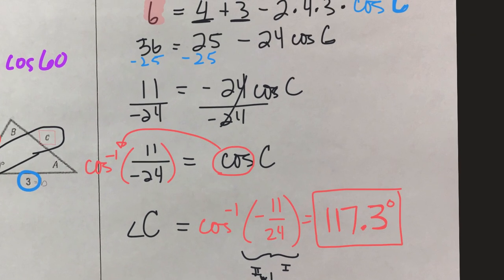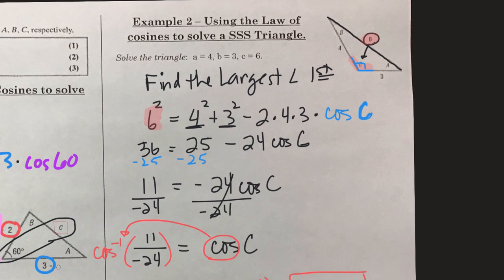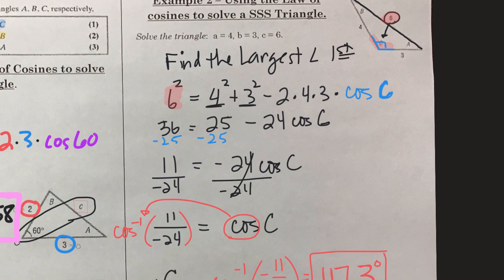Okay, so that's the measure of angle C, 117.3. Does it look like 117? Sure, but not all triangles look the same, right? And if you're not given a triangle picture, then you're going to have to decipher this kind of on your own.